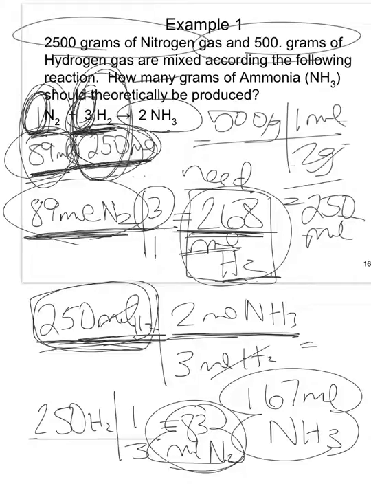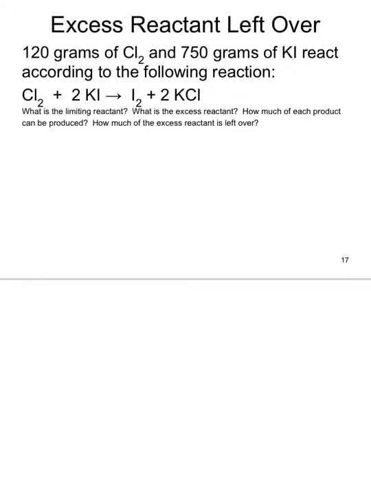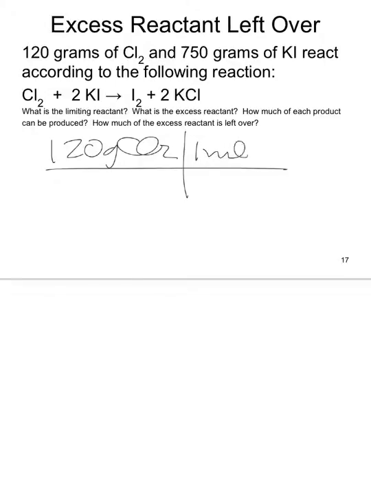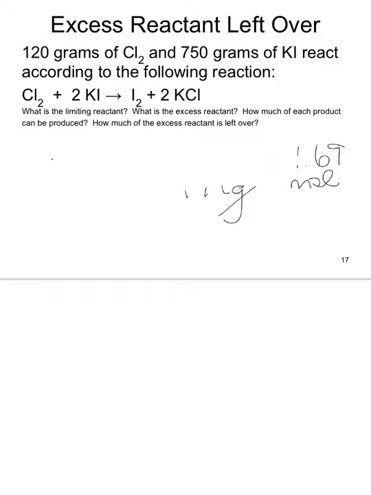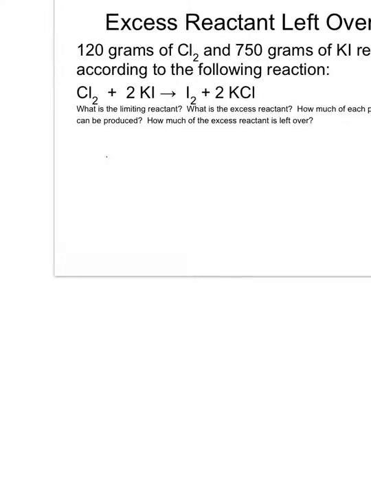So just listen to this over and over again. All right, so we'll just do one really quickly here. Figure out what's our limiting. So again, I'm going to take the 120 grams of Cl2, convert it to moles, and I have 1.69 moles of chlorine. I'm going to keep that in mind. Chlorine is going to be 1.69.